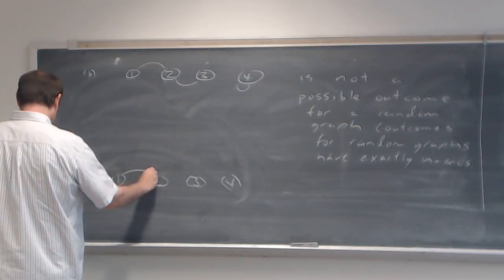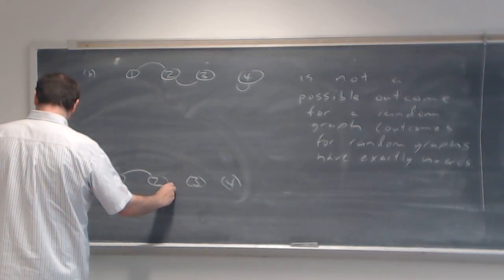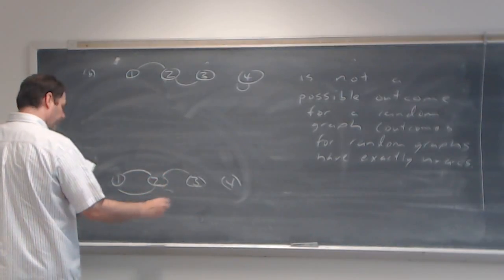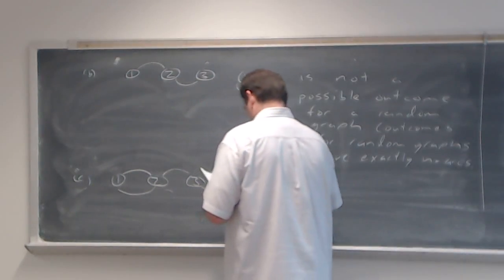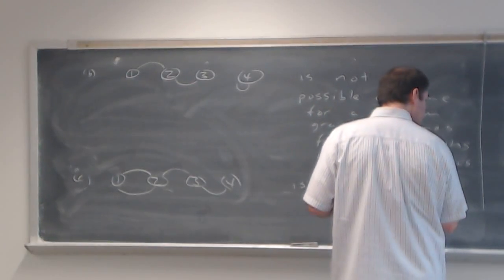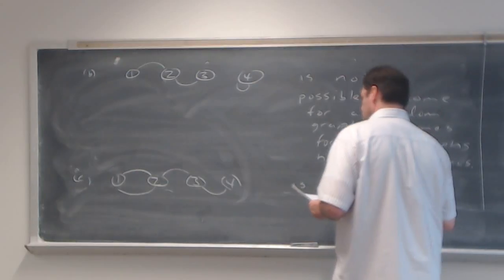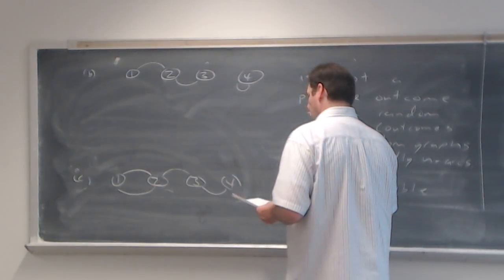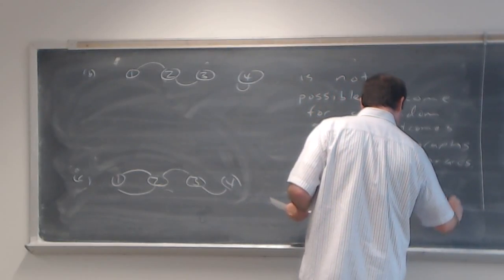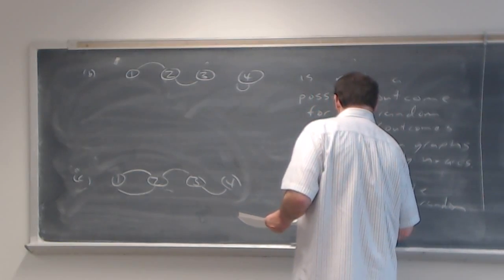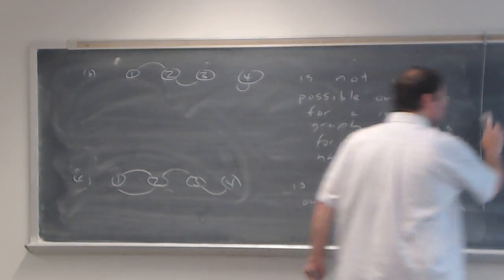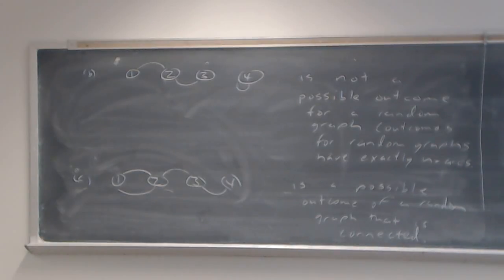Here, if I have 1 goes to 2, 2 goes to 3, 2 goes to 1, 3 goes to 2, and 4 goes to 3, this is a possible outcome of a random graph that is connected. And let's look at one more example with 4 nodes.